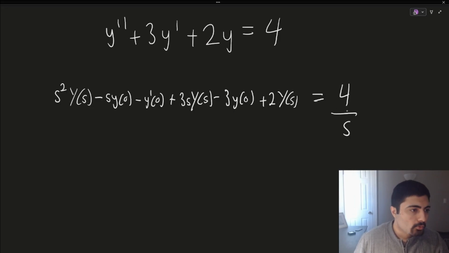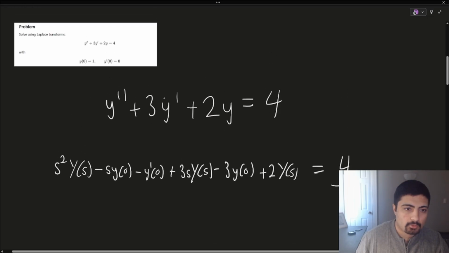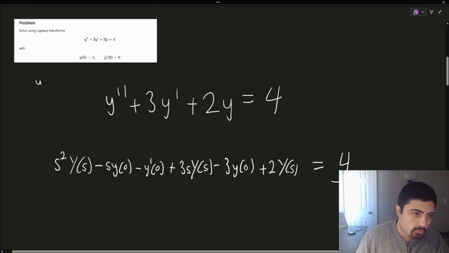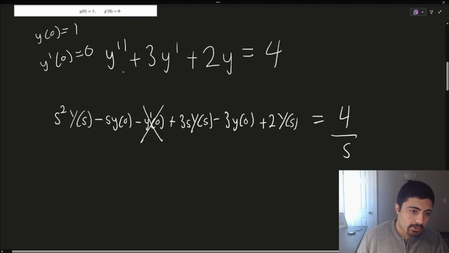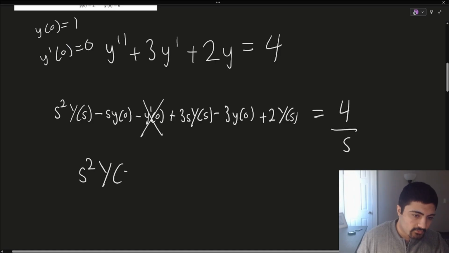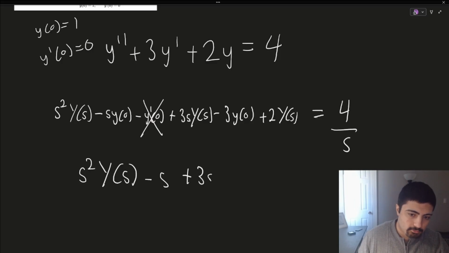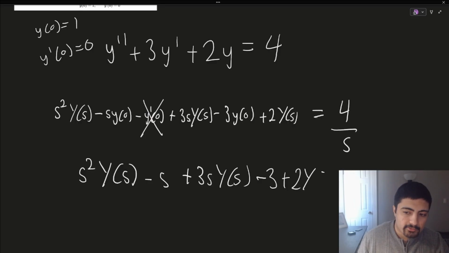Well, now we have a really messy equation. So first of all, we're going to plug in our constants. We know that y of 0 is 1 and y prime of 0 is 0. So y prime of 0 is just going to get canceled right away, and I'm going to plug in y of 0 equals 1. So we're going to say s squared Y of s minus s plus 3s Y of s minus 3 plus 2Y of s equals 4 over s.